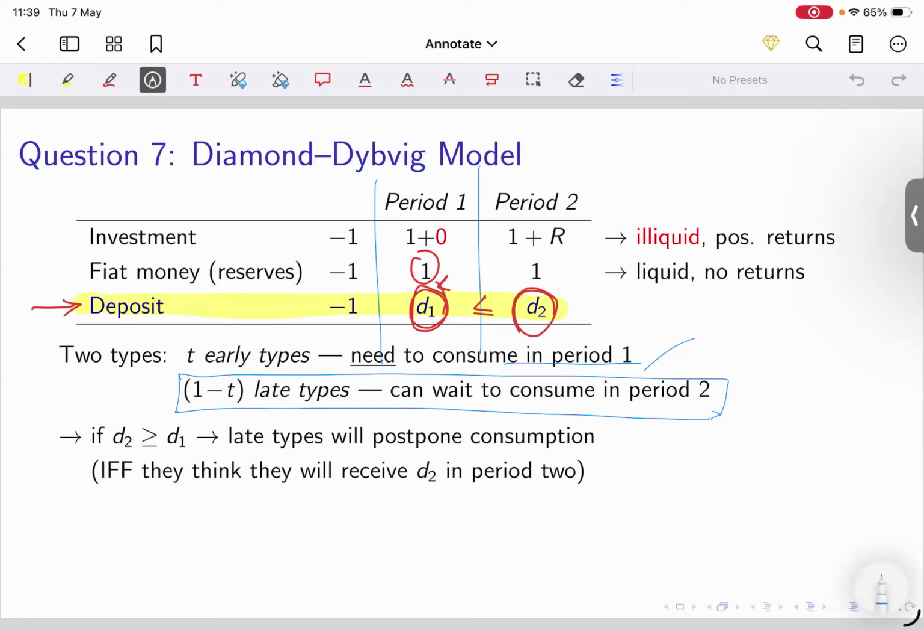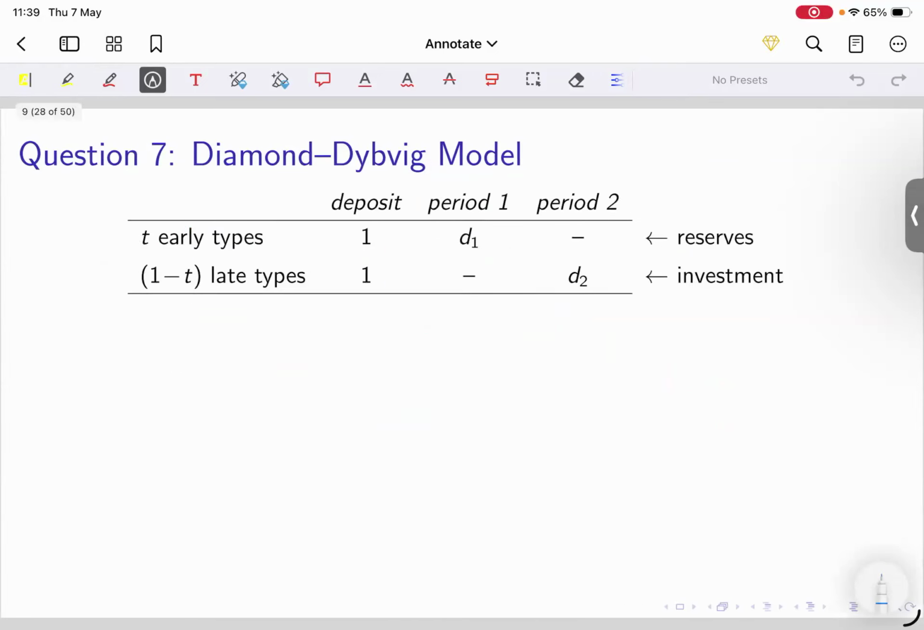How am I doing this? Let me take the point of view of the bank. I have T early types that, if they enter the contract, will deposit 1 in period 0, and then I need to pay them D1 in period 1. And 1 minus T late types that also deposit 1, and then withdraw in period 2. I want this to happen.